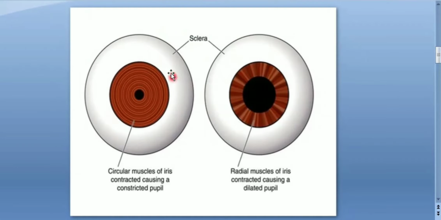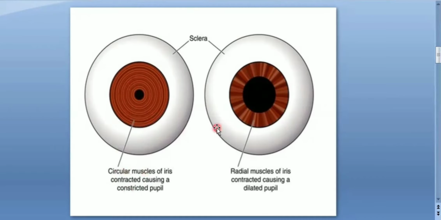This picture is entirely different. You can see that here there is less opening so that less light only enters into the eye, which means pupil is constricted. Constriction of the pupil is taking place when circular muscles of iris contract. These circular muscles, whenever contracted, that time constriction of pupil we can see, so that less amount of light only enters into the eye.